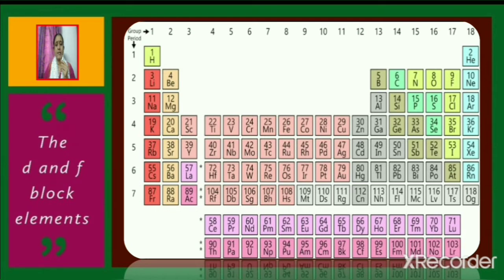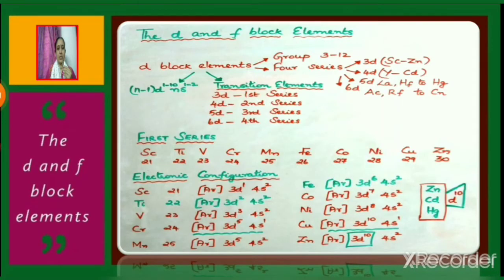We have 2 series of f block elements known as lanthanoids and actinoids. So let us now study in detail about d block elements. Group 3 to group 12 elements are known as d block elements. It is because the d orbitals get progressively filled with electrons.